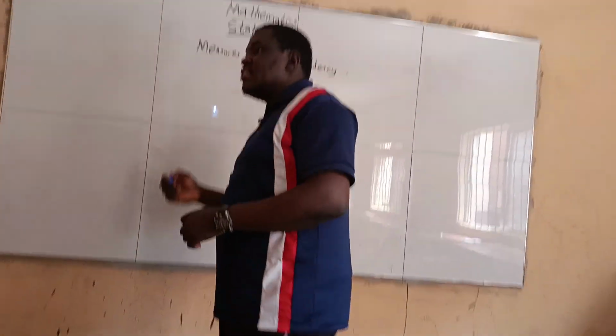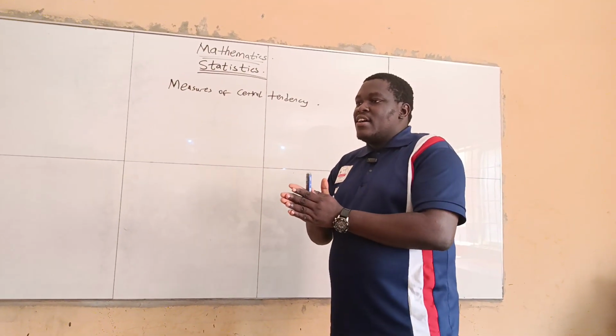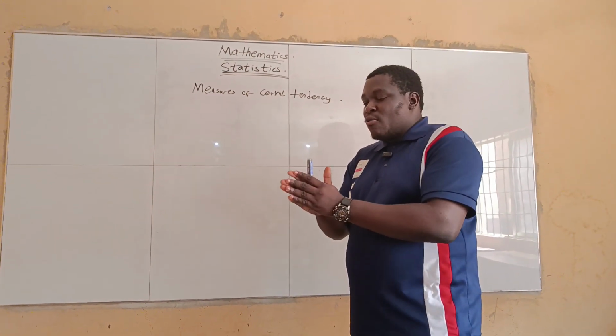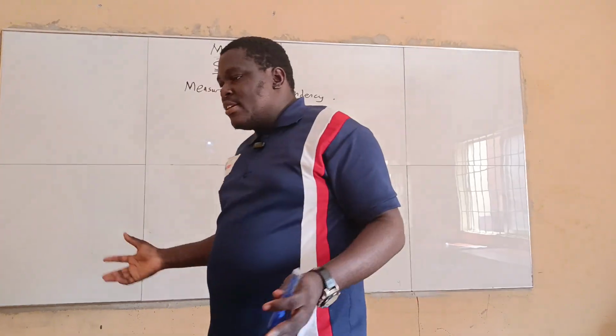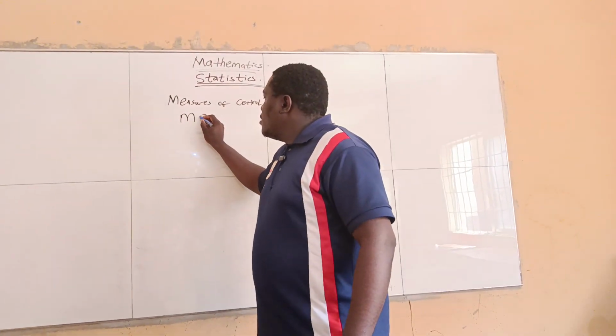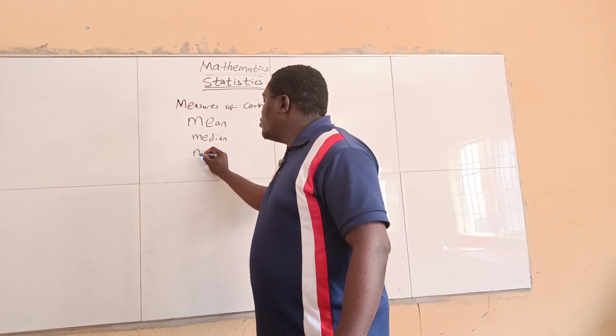Now, in these measures of central tendency, from the word central, we're dealing with centralizing data. When we gather data, how do we centralize it? Centralizing it means to get one value to be able to represent all the data that you have collected. Under measures of central tendency, you have your mean, you have the median, and you have the mode.